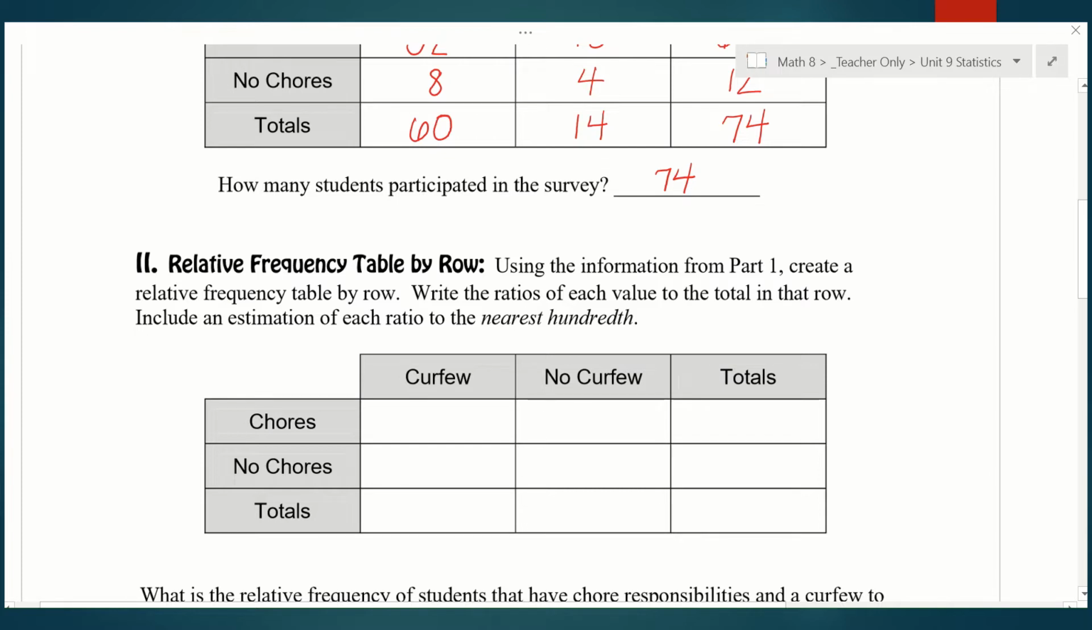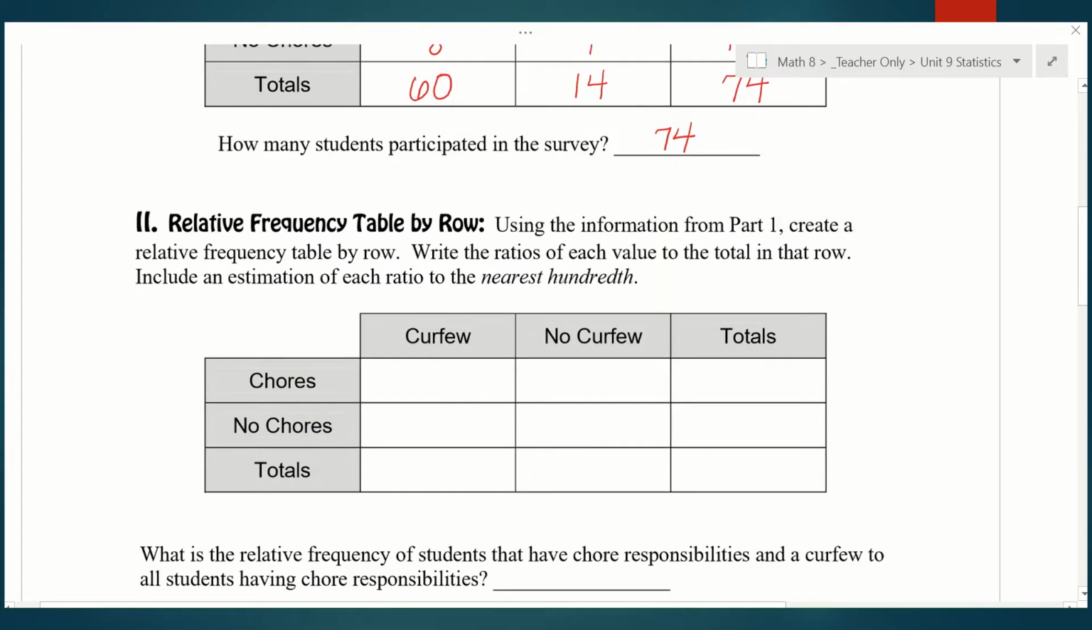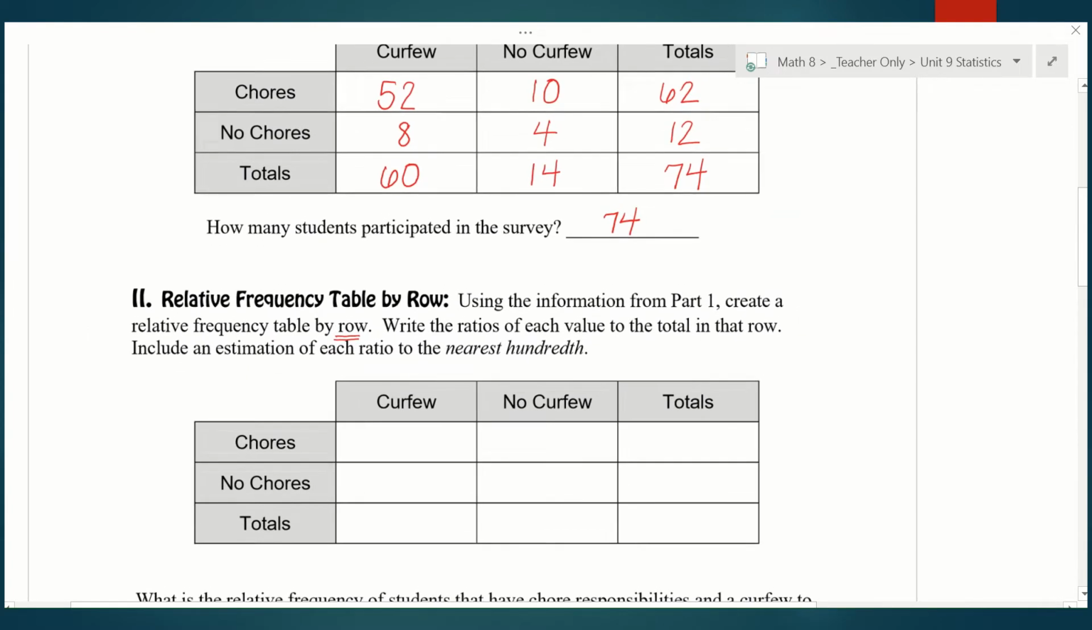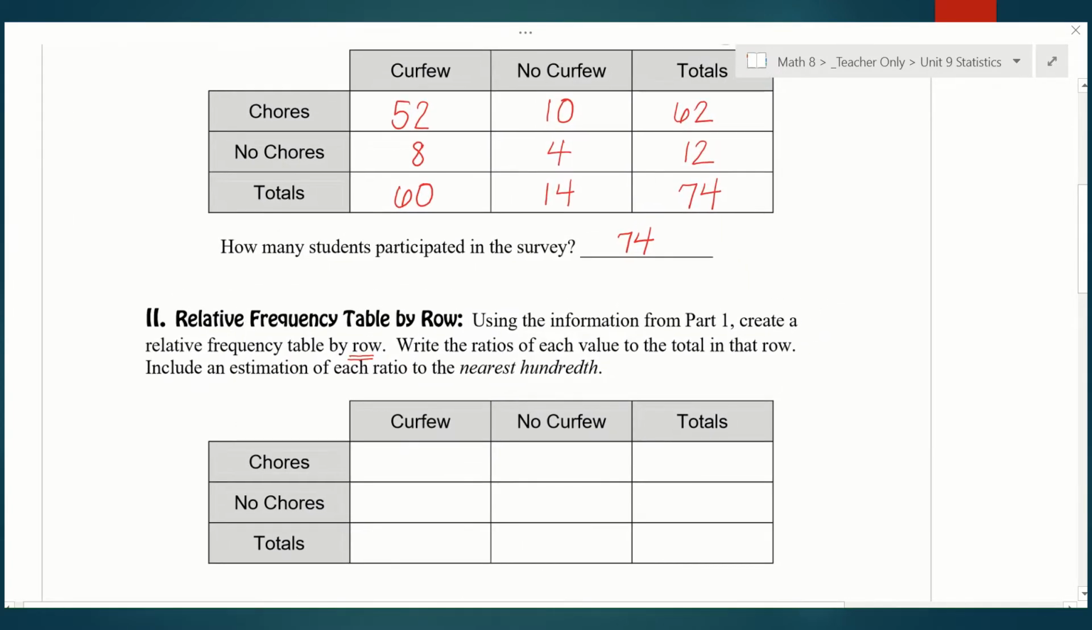Remember, a ratio is really just a fraction, and it's like part over whole. Since we're going to be doing these by row, I'm going to be looking at my row totals, which if I go back to my first table, were 62 and 12. For the first row, I know that 52 out of 62 were required to do chores and had a curfew. And so that's my first ratio.